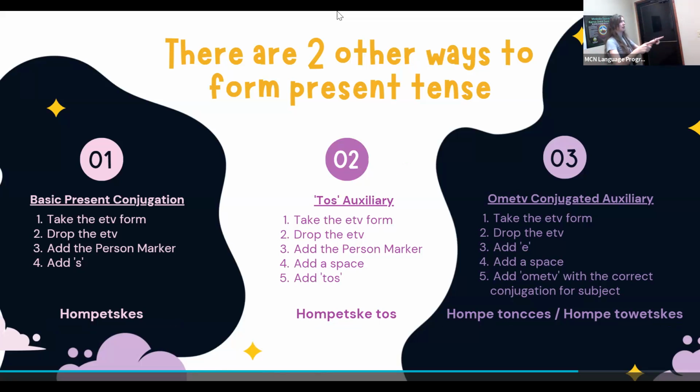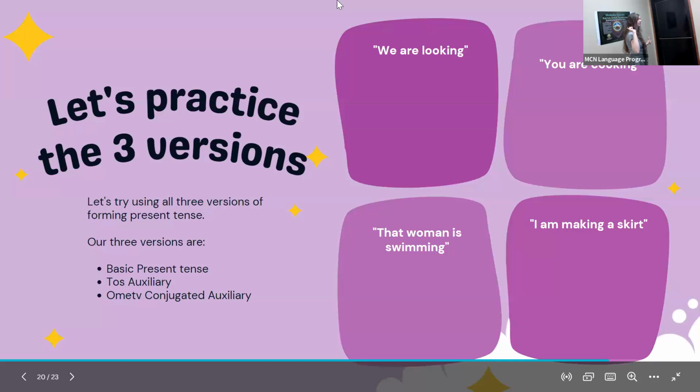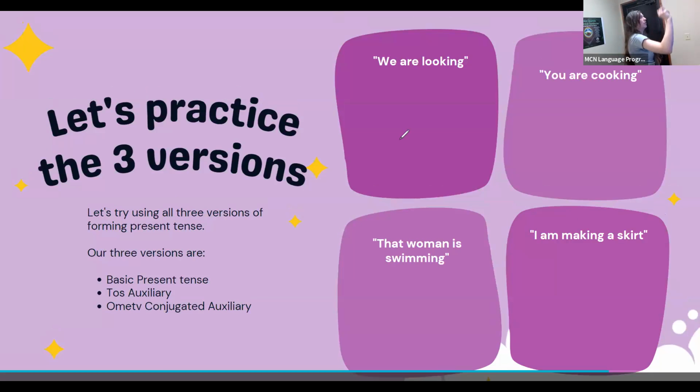Any questions about this before we go? Otherwise, I'm going to push the next screen. Okay, we're going to try using all 3 versions real quick: basic, dos, and one auxiliary. So let's change this to, I want to use this guy.